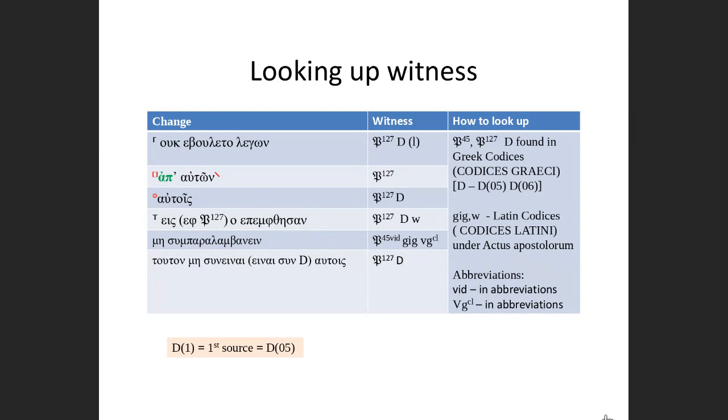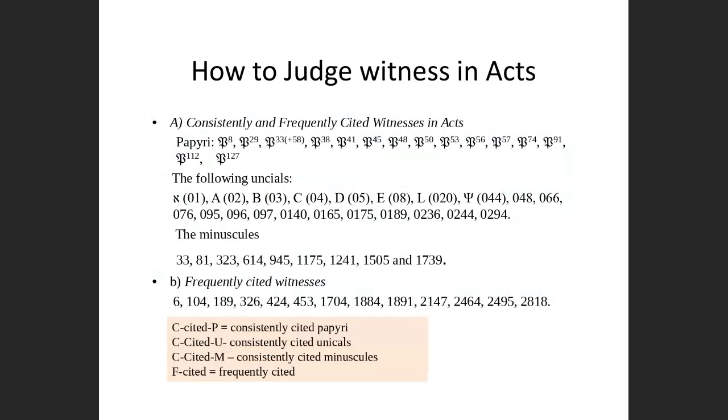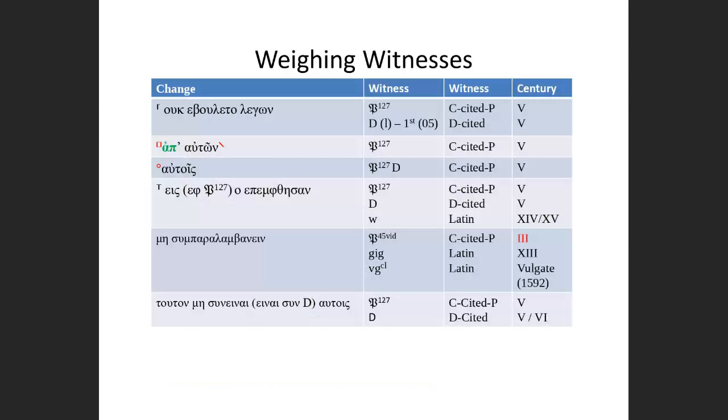In the meantime, while it's loading the files, let me go through the judgments. Notice that these papyri are given as the frequent and consistent witnesses as papyri, as uncials, and as minuscules. And I've gone through that earlier in a previous video. So what would that be listed in the weighing of the witnesses?